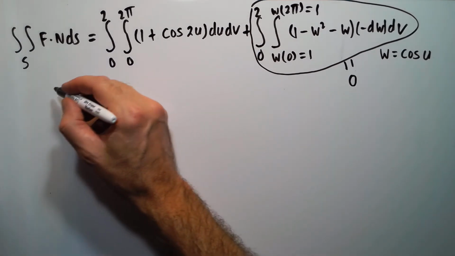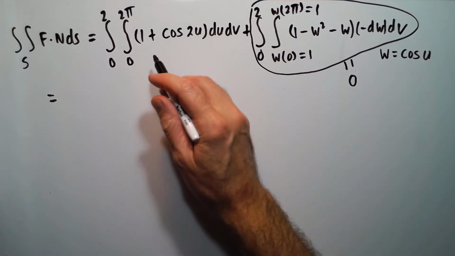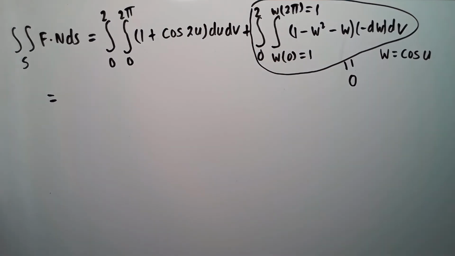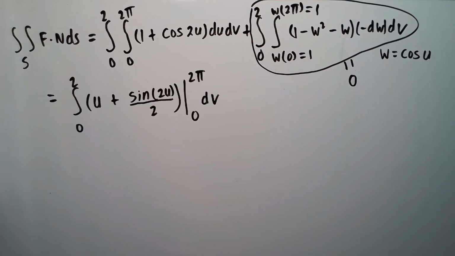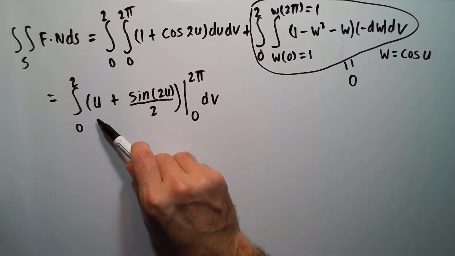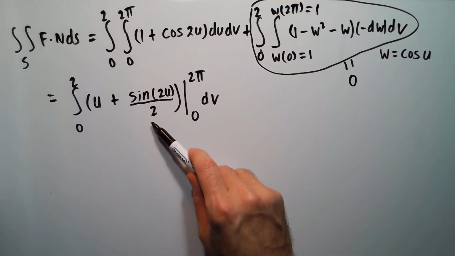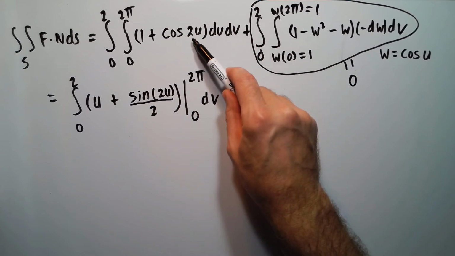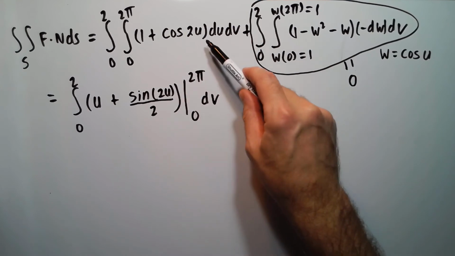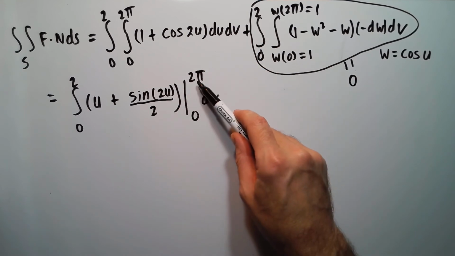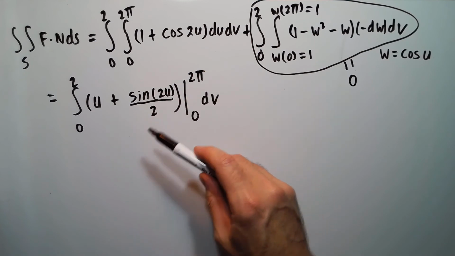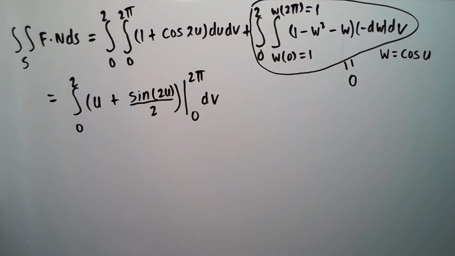So integrating this, we get this, because the integral of 1 would be u. The integral of cosine of 2u would be sine of 2u over 2. You could check that. You could do a u substitution, but you can check it's going to be this. I won't go through it. So let's evaluate this now at 2 pi and 0.